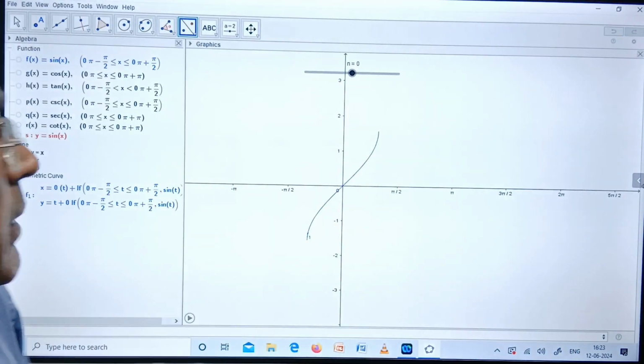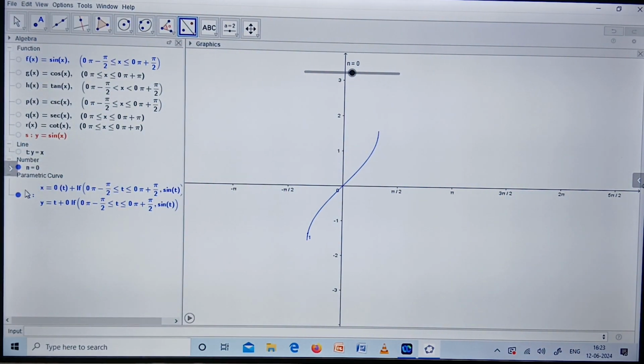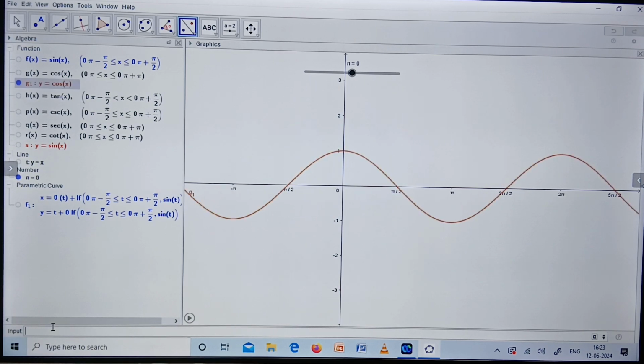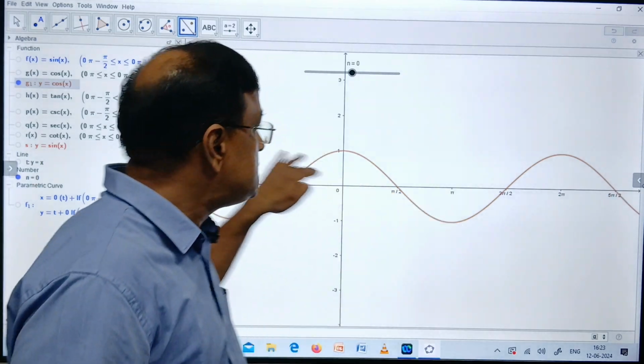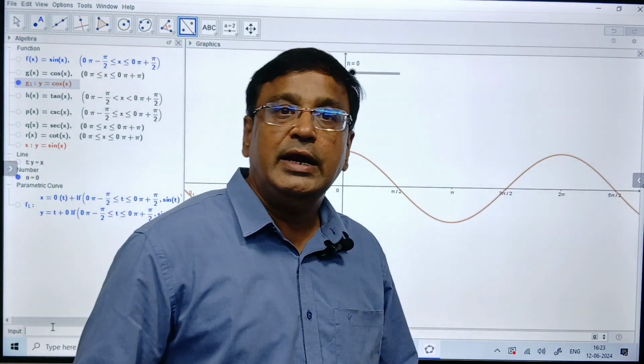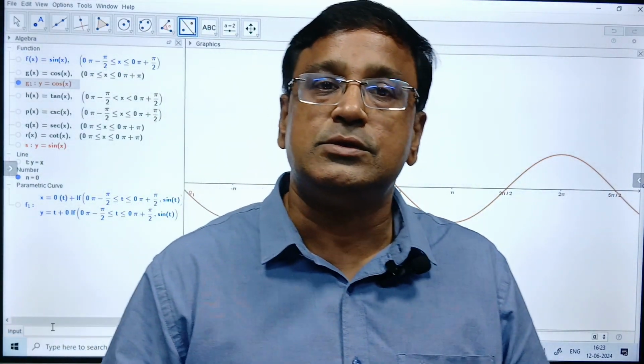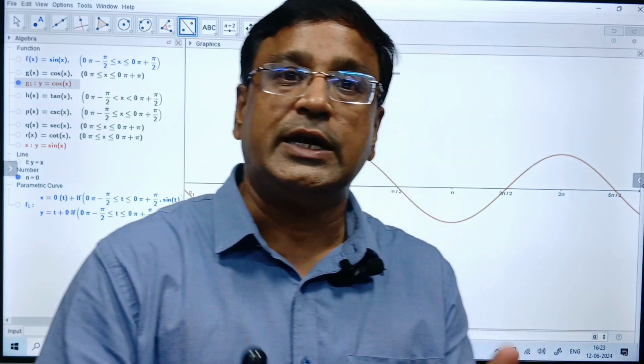Now let me understand about cos x. Let me type the graph y equal to cos x. My God, this is not onto. This is not 1 to 1. Cos x is not 1 to 1. If I draw a horizontal line, it will intersect the graph at 2 points. So it is not 1 to 1. So cos x cannot have an inverse.